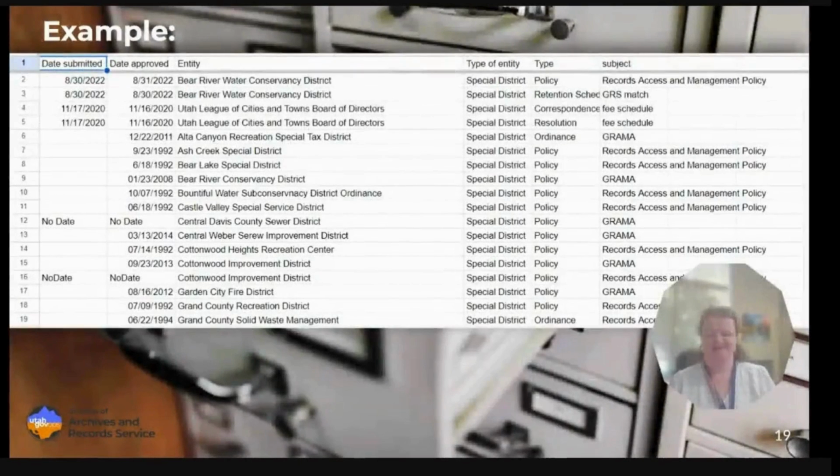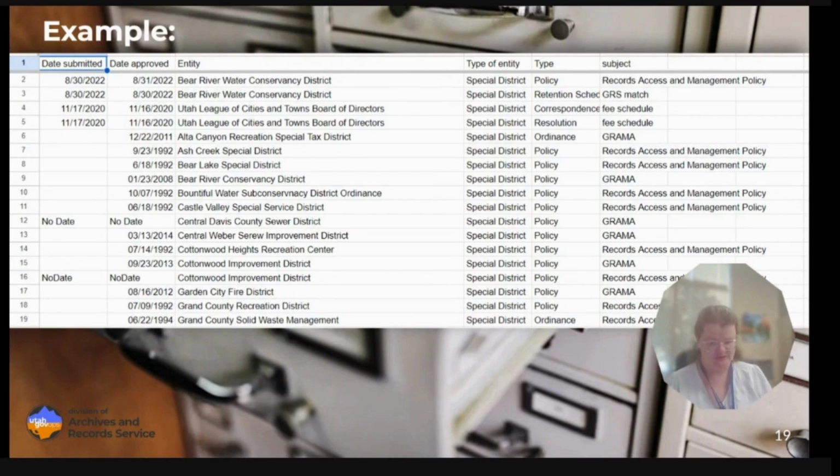Here is an example of a simple inventory from the archives for electronic files we are keeping in our shared drive. Local entities who create their own retention schedules or policies have to file them with us, which means that we have to keep track of those records. Here is an inventory of them. We decided on the information that was important for us to collect, like type of entity, date submitted, date approved, and the subject of the record. This inventory reflects information we need because of our mandate to keep those records to document compliance with the law.